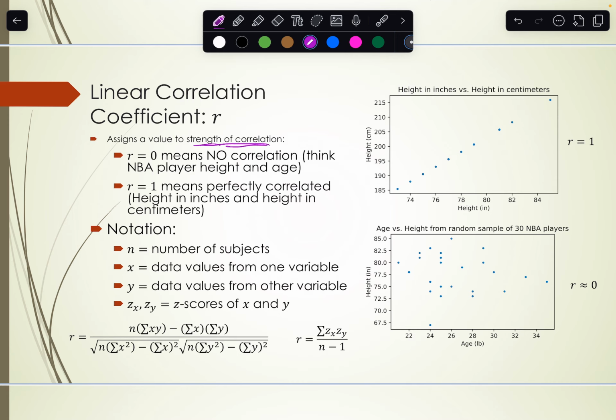Now when r equals 0, that's going to mean no correlation. Think about the NBA player height and age. There just wasn't really any correlation between them. Now when r equals 1, this means perfectly correlated. Height in inches and height in centimeters. This means there is a lossless transfer of information. If I know somebody's height in centimeters, I know their height in inches.